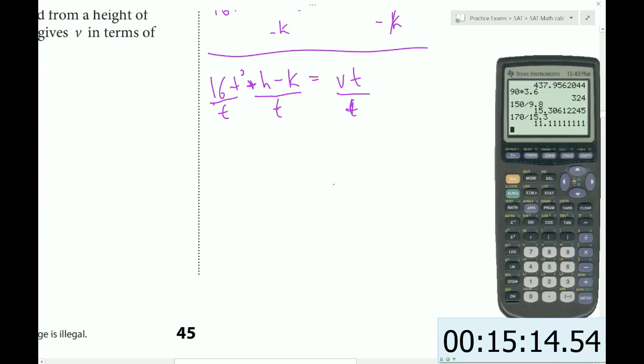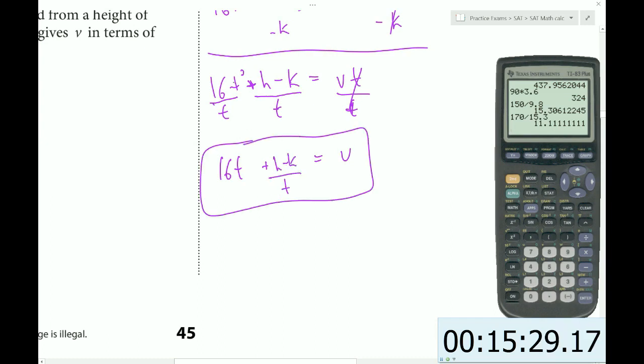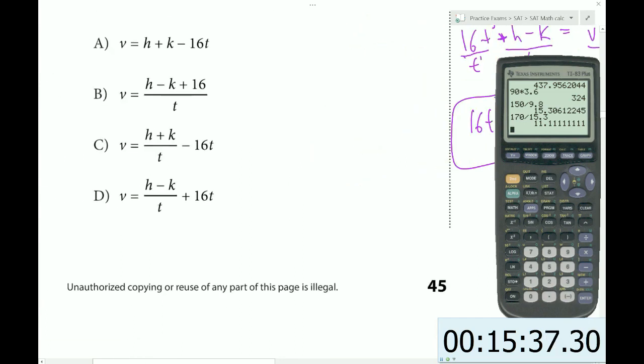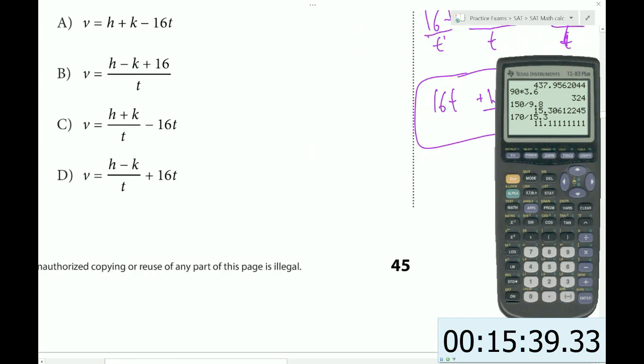So then the reason why they do that is that now they can say, okay, t squared over t, that's just going to be a t in the numerator, right? 16t. And then they're going to have plus h minus k over t. Okay? Because, yes, the exponents would subtract. You have 2 copies of t on the top and 1 in the bottom. So now you have 1 left in the top. So that matches up with answer choice D.